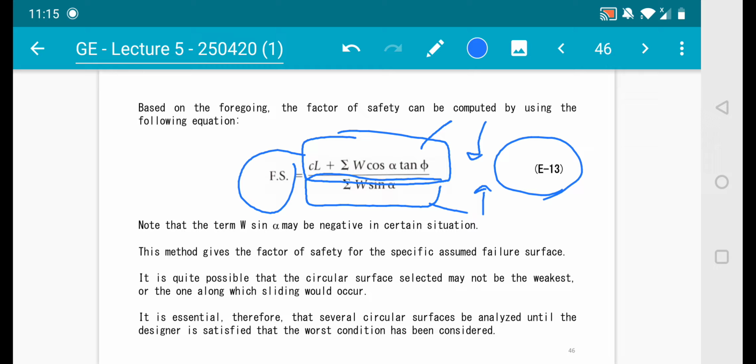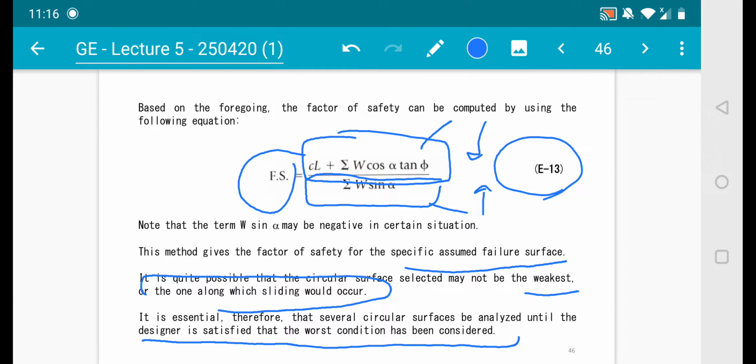Now note that the term W sine alpha may be negative in certain situations. This method gives the factor of safety for the specific assumed failure surface. It is quite possible that the circular surface selected may not be the weakest, or the one along which sliding would occur. It is therefore essential that several circular surfaces be analyzed until the designer is satisfied that the worst condition has been considered. So you're going to do a lot of slices, and in the end you need to consider this statement.